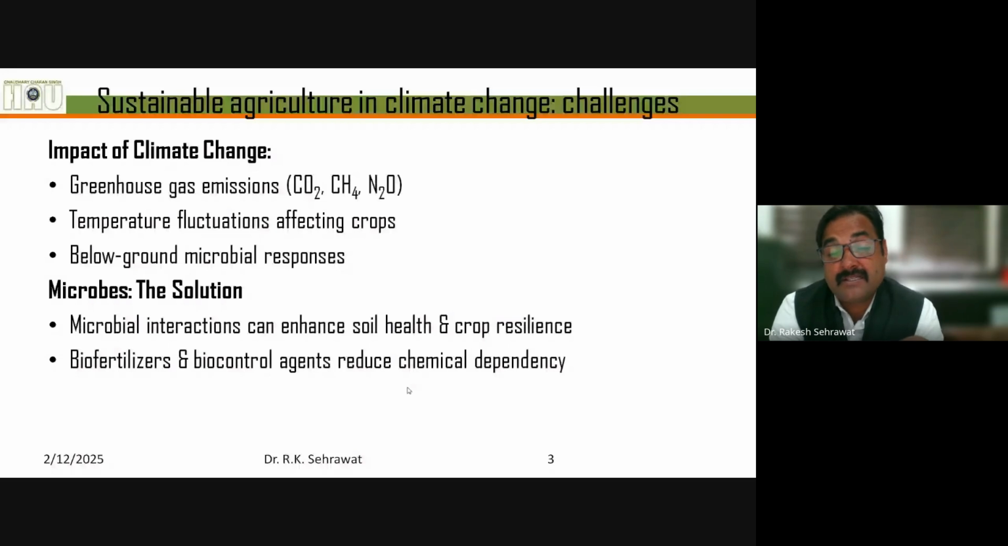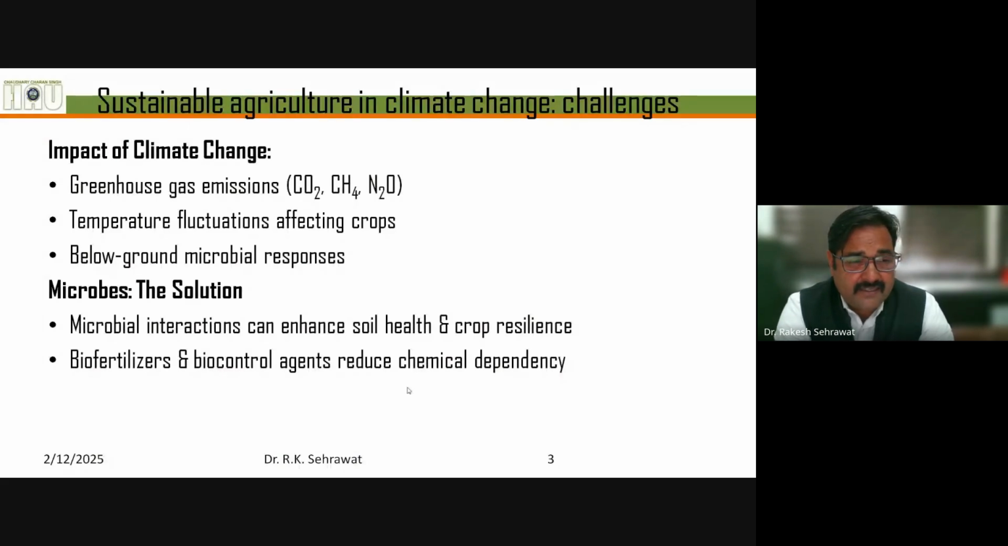Then climate change always leads to below ground microbial responses. That means there is an emergence of new microbial communities that may be beneficial, that may be harmful as well. And they are also triggering responses in the crops. Most of them are like the emergence of disease. New diseases are coming up, new insect pests are coming up. And if we consider all three parameters, greenhouse gases, temperature fluctuation, and the below ground microbial responses, the solution lies with the microorganisms.